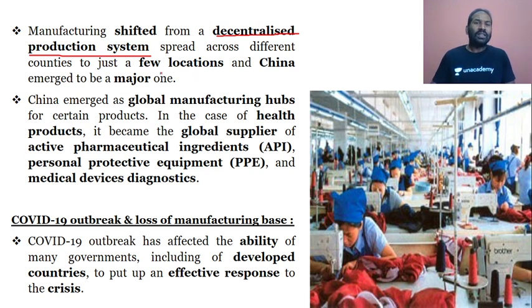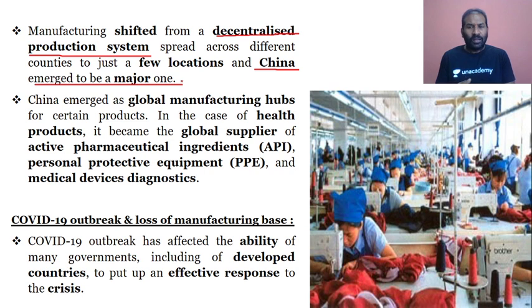And in this process, China has emerged. Please understand this. China has emerged to be a major one. So in the midst of the decentralized production system, the country which has benefited the most, which has emerged in a major role in the manufacturing sector, is none other than China. So China has taken the entire benefit of economic liberalization.